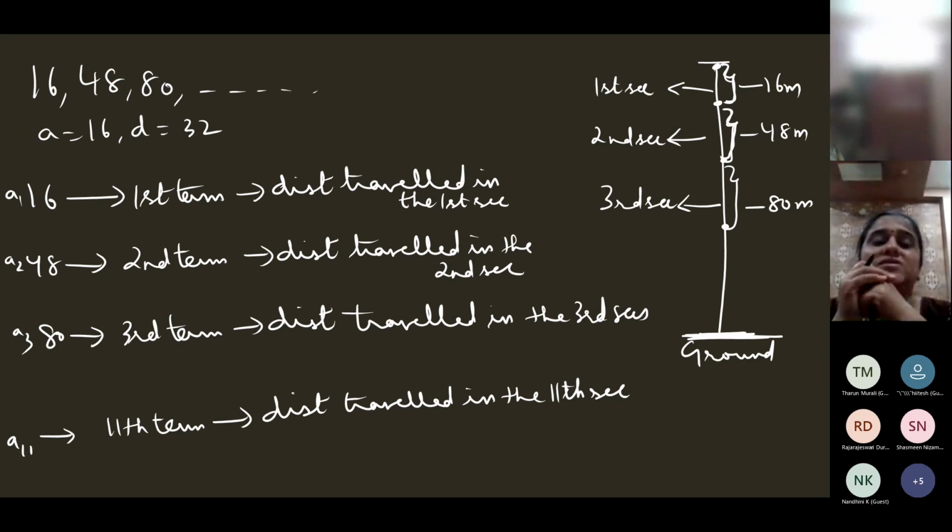These numbers represent the distance traveled in a particular second, wherein the duration is only 1 second. It may be the 5th second, but the duration is not 5 seconds. The duration is only 1 second. So if you find A11, that will only tell you the distance traveled by the object in that 11th second, that is after the 10th second till the end of the 11th second. That distance only it will give you.